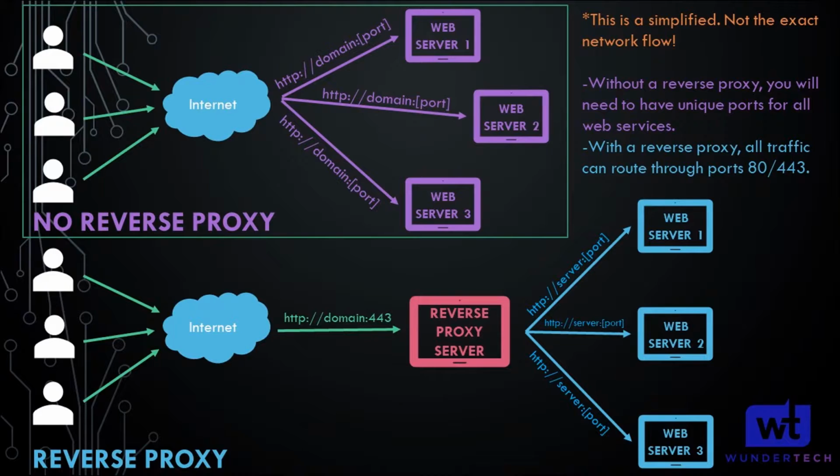So it might sound a little confusing, but we'll get to an example later on in this tutorial, and hopefully it'll make a little bit more sense at that time. But the idea is, basically, you're only exposing one server from your network rather than exposing multiple.